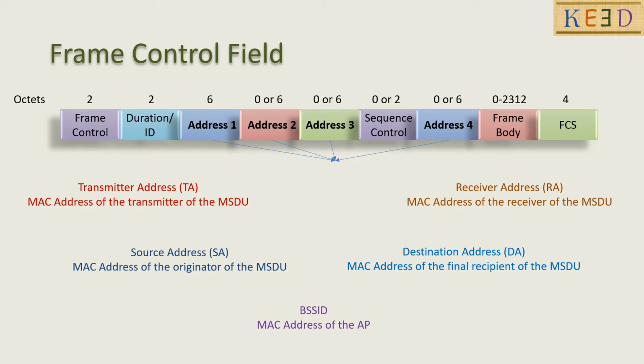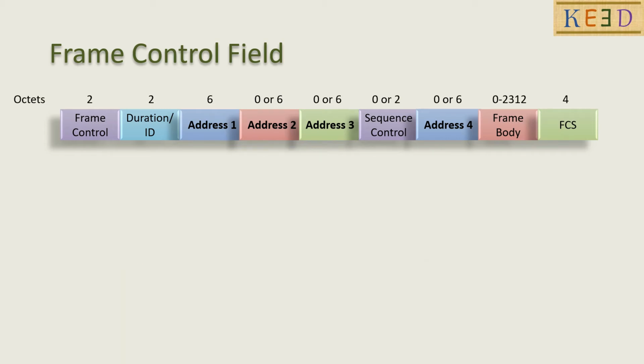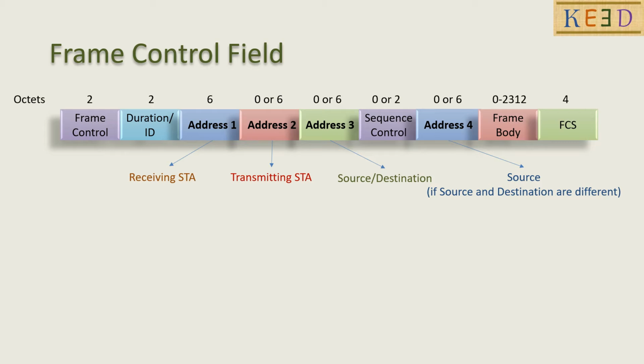BSS ID is the MAC address of the AP, or of the station that controls the BSS in other cases. Address 1 is the receiver address, so this is always present. Address 2 is the transmitter address. Address 3 is either the source or destination address. Address 4 is the source address if the source and destination addresses are different. In this case, address 3 is the destination address.